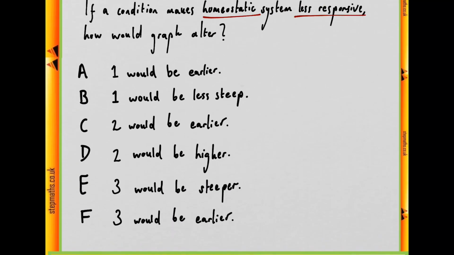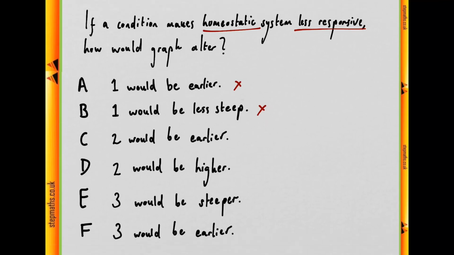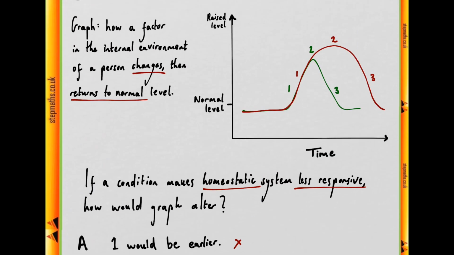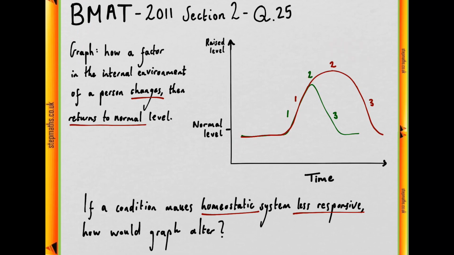So we can have a look at our options. 1 wouldn't be any earlier, so we can get rid of that. 1 wouldn't be any less steep, in fact it would be just as steep. 2 would not be earlier, in fact it would be later. 2 would be higher, as there is a higher peak before which the homeostatic mechanism can control things. That, for instance, is why diabetic patients who can't produce the controlling blood glucose level hormone insulin tend to have higher blood sugar levels, because there is a less responsive homeostatic mechanism.